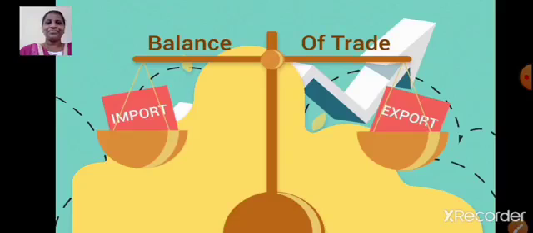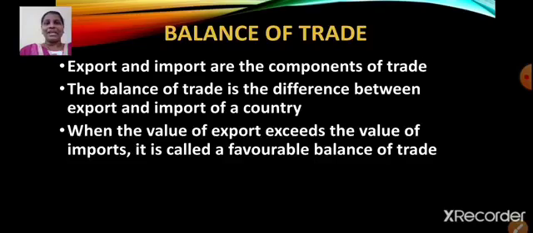Okay. Now let us talk about balance of trade. Import and export. These are the components of trade. Okay. Export and import are the components of trade. The balance of trade is the difference between export and import of a country. So what is balance of trade? It is the difference between export and import of a country.